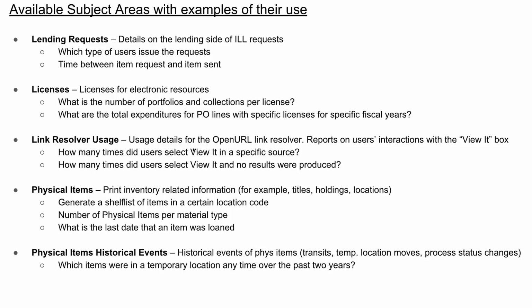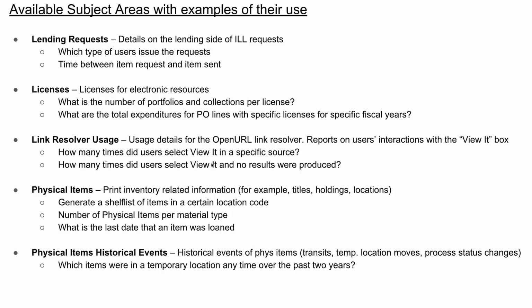The link resolver usage subject area has to do with activity within the View It box of Primo. So it will give you statistics on things like how many times a patron attempted to access a specific resource, or it will even tell you things like success versus failure in trying to retrieve a full text. Was the article delivered or not? Those types of things are in link resolver usage.